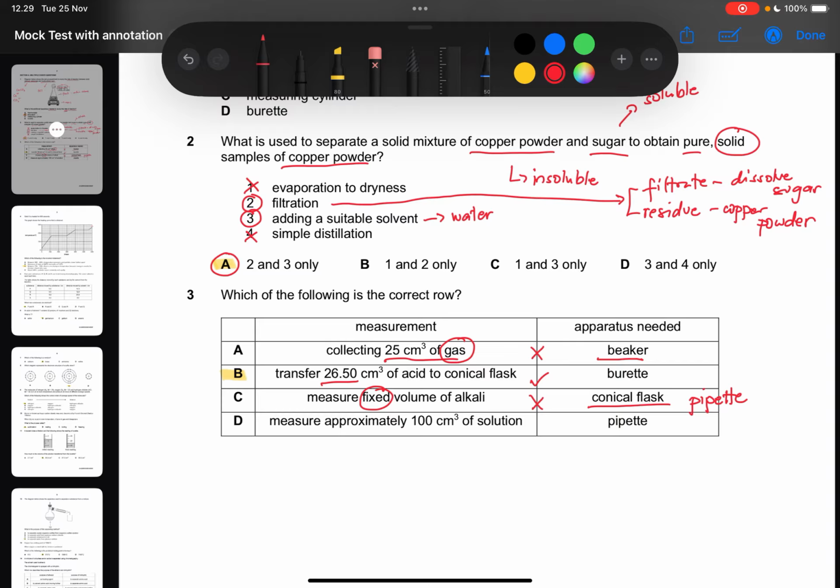Letter D, measure approximately 100 cubic centimeter of solution. The key word here is approximately. So we cannot use a pipette because a pipette can be used only if we have a fixed volume. A pipette is not labeled with different graduations. It has only one label, and that one label will give you one fixed volume only. So that's why the answer is letter B.